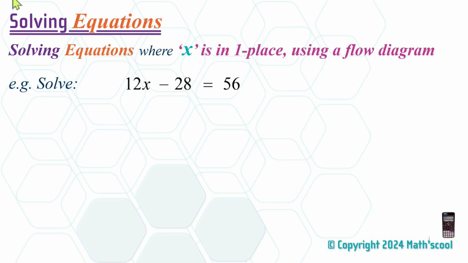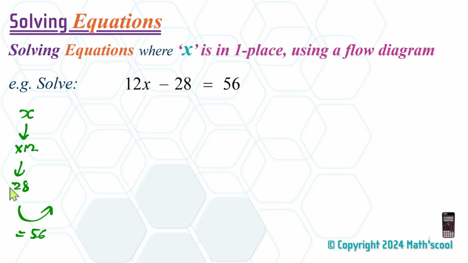Okay, so I want to solve this equation. And it says, if you're solving an equation where x is in one place, use a flow diagram. So we're going to start with the x. Next to the x is times 12, and then subtract 28. And now we've reached the equal sign. So I'm going to turn it around when we reach the equal sign and say equals 56.